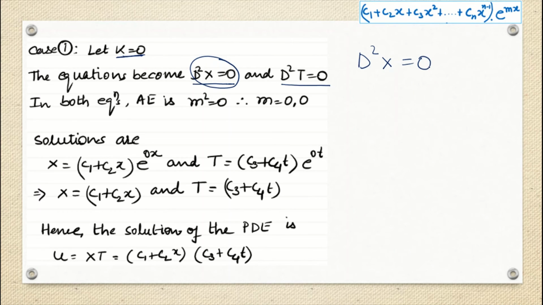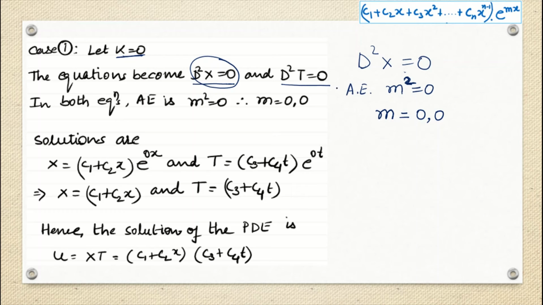Since this is a homogeneous equation, we can say that the auxiliary equation of this equation is nothing but m squared equals 0. What is the auxiliary equation? In that case, we replace the D operator with m and we don't write any variable here. So if m squared is 0, that means m is 0 and 0. That means there will be two roots, because this is a square. Two values of m I am getting. If it was m cubed, then three values of m I would have got.